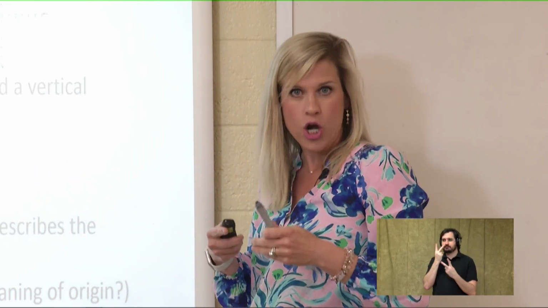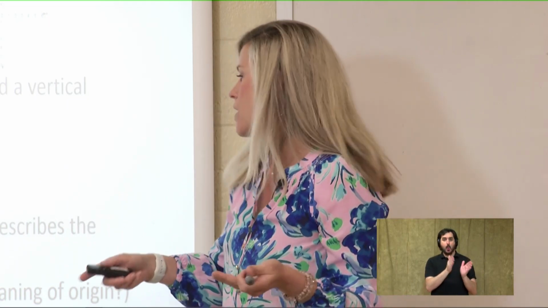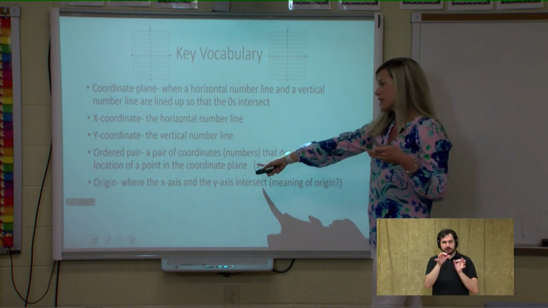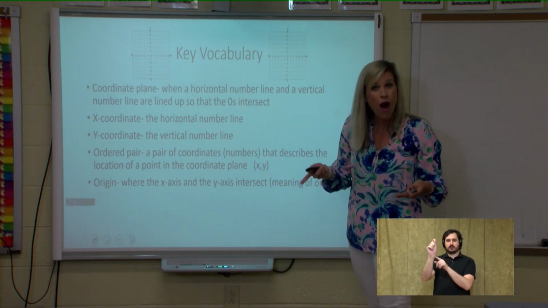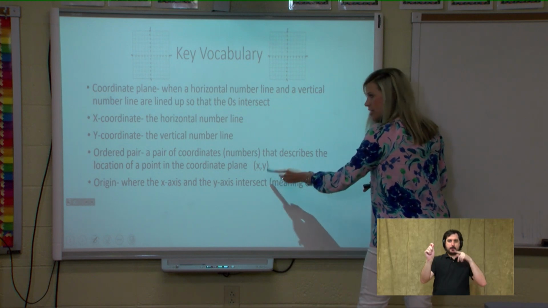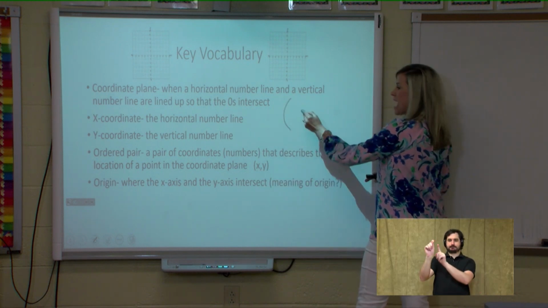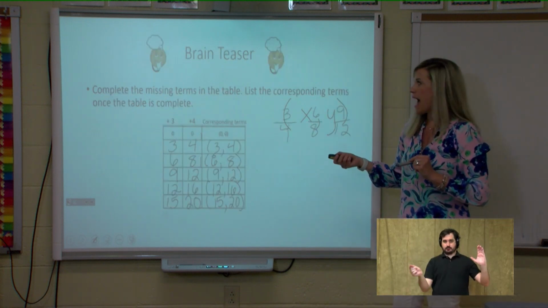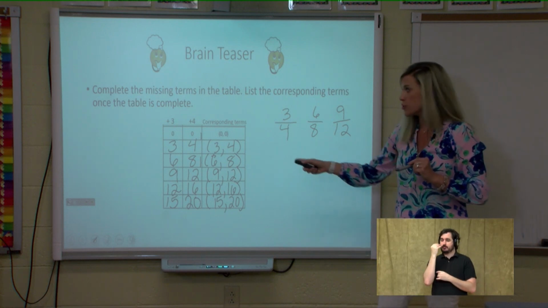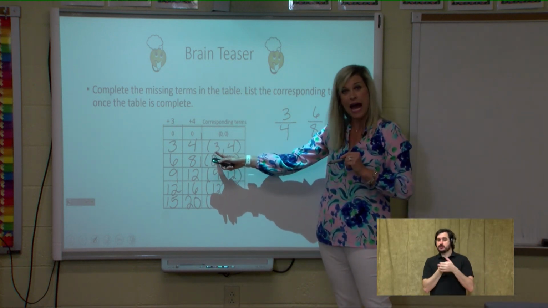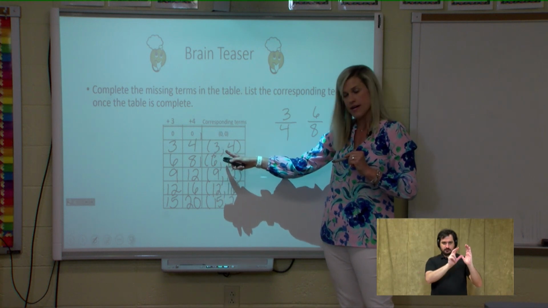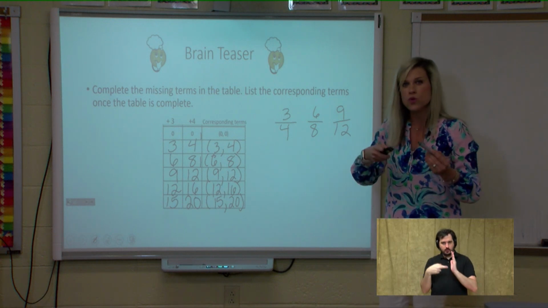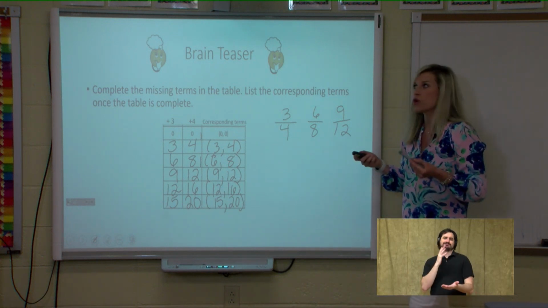An ordered pair is a pair of coordinates or numbers that describes the location of the point on the coordinate plane, x and y. I want you to look at this. What do you notice here? I'm going to write it larger. There's parentheses and it says x, comma, y. If you look back at what we did with our brain teaser, you'll see those terms I put in order, 3, 4. So looking at rules and patterns last week is really helping us to understand the coordinate plane for this week.